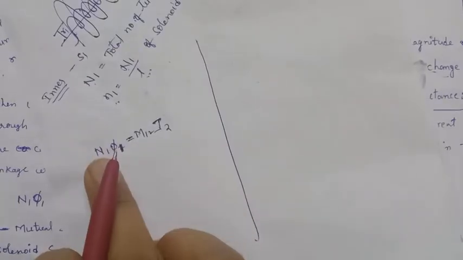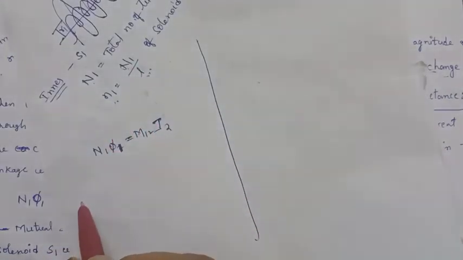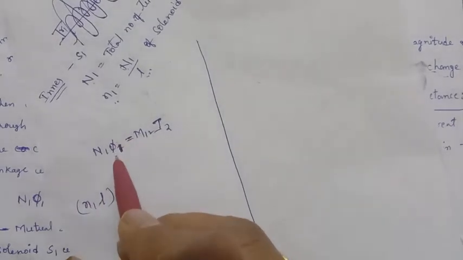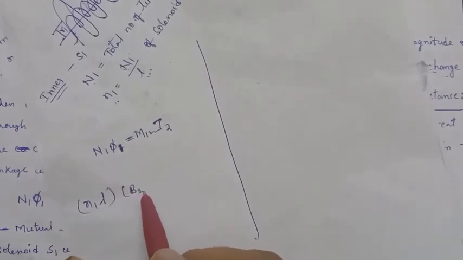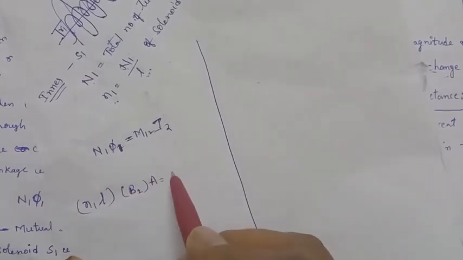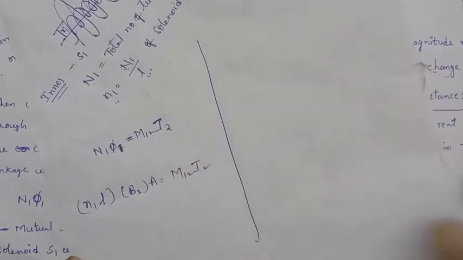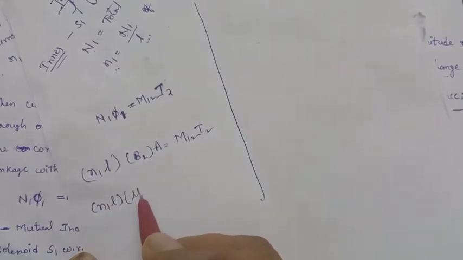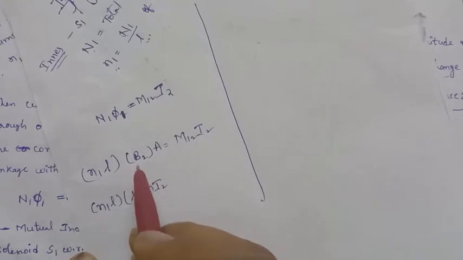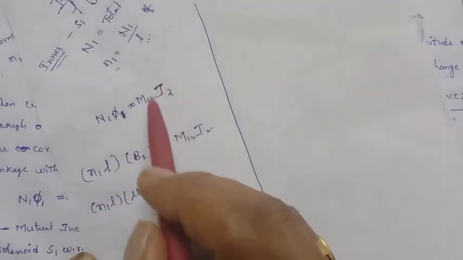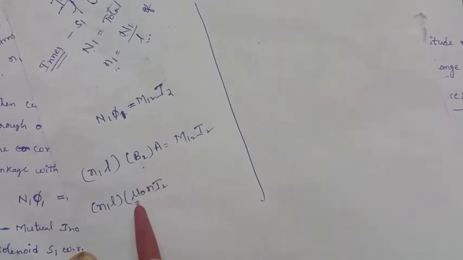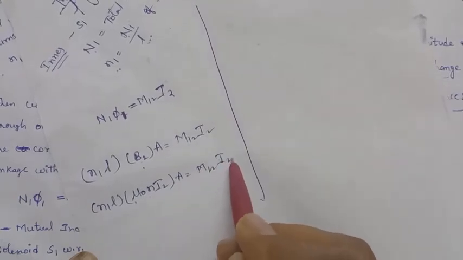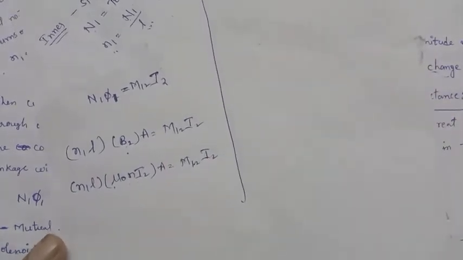What is N1 from this equation? N1 is equal to small n1 L, and phi is equal to B2 times A, similarly M12 I2. So n1 L B2 A is equal to, as you already know, mu naught N I2. This magnetic field arises due to this current, that's why I take B2. So mu naught N I2 A is equal to M12 I2, where M12 is the mutual inductance coefficient.